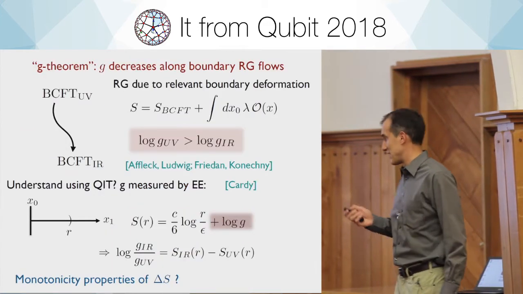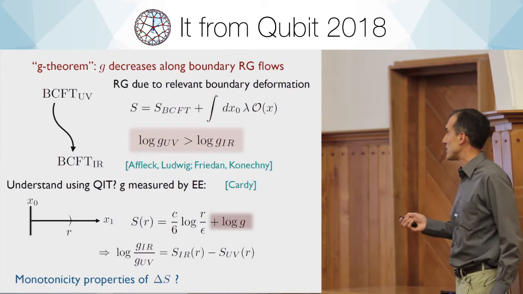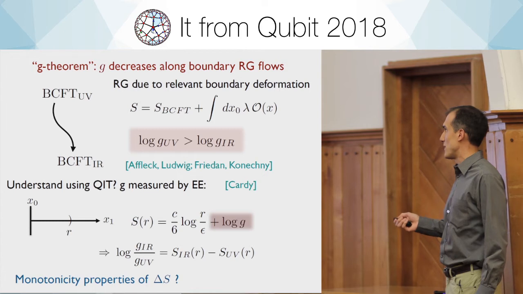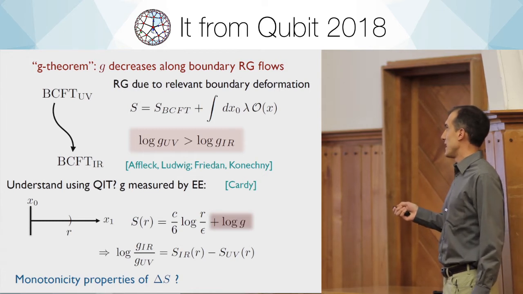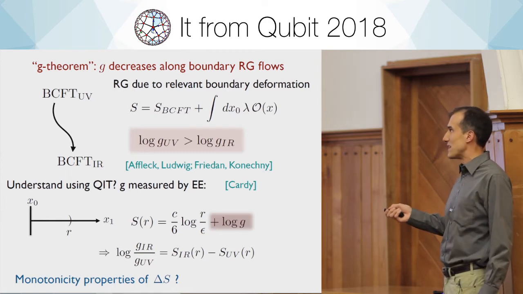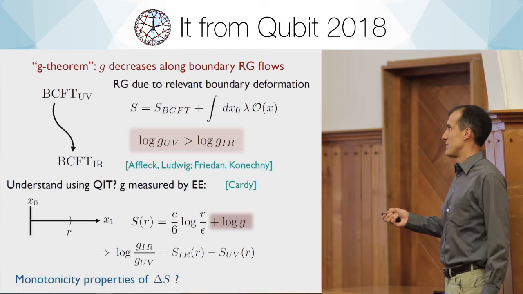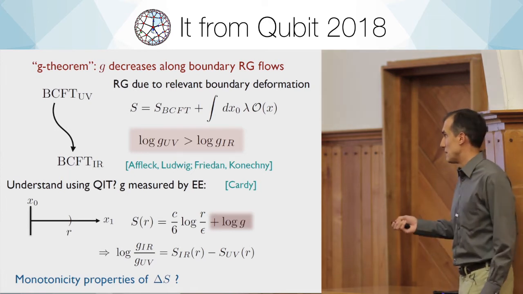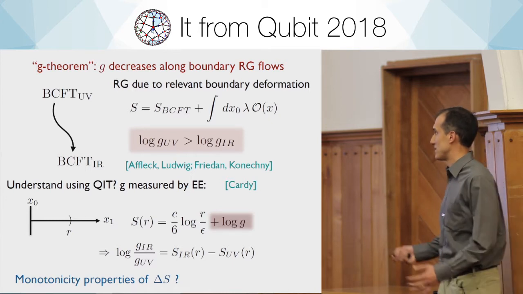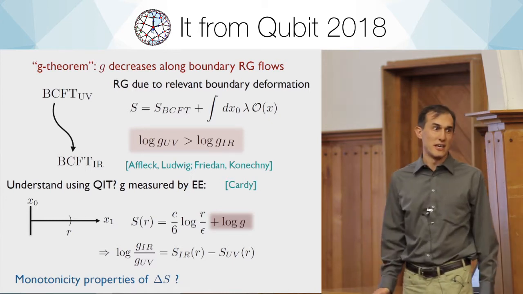Now, there is a G theorem that says that this G decreases monotonically along boundary RG flows. What's a boundary RG flow? You basically take your boundary CFT and add a boundary perturbation, so some relevant operator localized at the boundary. That triggers a flow between a given boundary CFT in the UV and another boundary CFT in the IR, and Affleck and Ludwig, and then with the later proof by Friedan and Konechny, it was established that G in the UV is bigger than G in the IR.